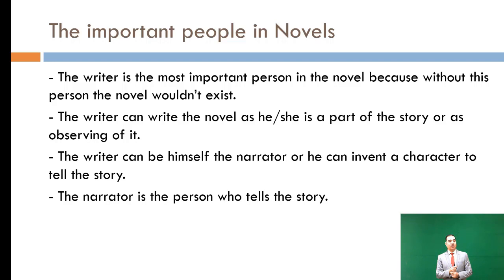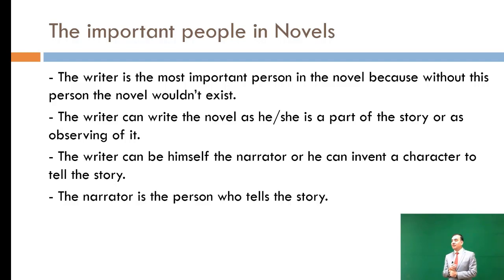The writer can write the novel as a part of the story or as an observer of it. Sometimes the writer takes part in the story, acting in an important role, or sometimes a secondary role in the events of the story. Or sometimes he or she is just an observer, who observes what's going on through the story. The writer can be himself the narrator, or he can invent a character to tell the story.